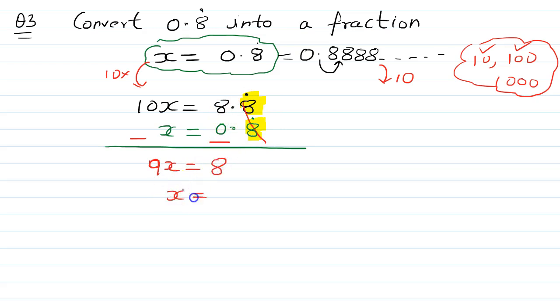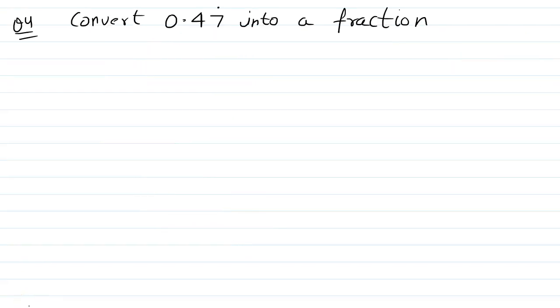So you can divide by 9 on both sides. So x is 8 over 9. This will be your answer: x equal to 8 over 9. If you divide 8 by 9, you will get 0.8 recurring. Let's see another question. Our next question is to convert 0.47 dot, meaning 7 is recurring, into a fraction. Please pause the video and have a go.